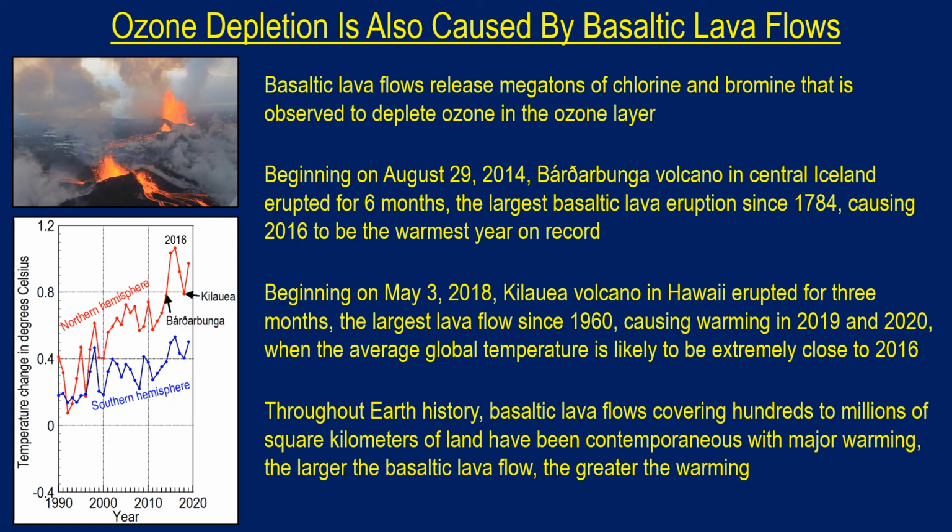Throughout Earth history, basaltic lava flows covering hundreds to millions of square kilometers of land have been contemporaneous with major warming. The larger the basaltic lava flow, the greater the warming.